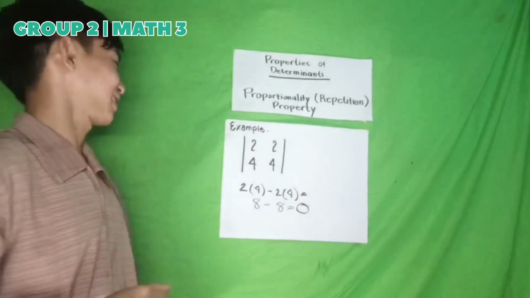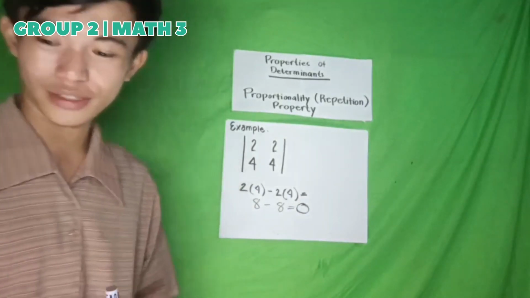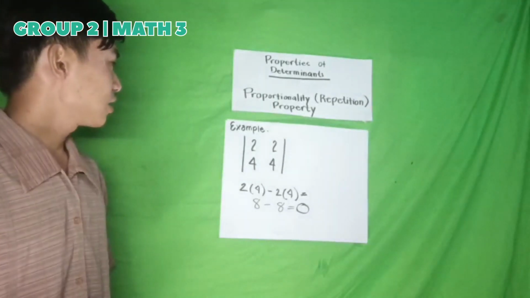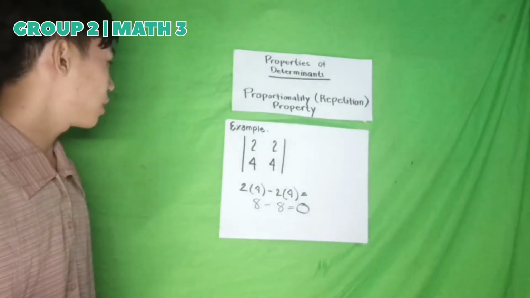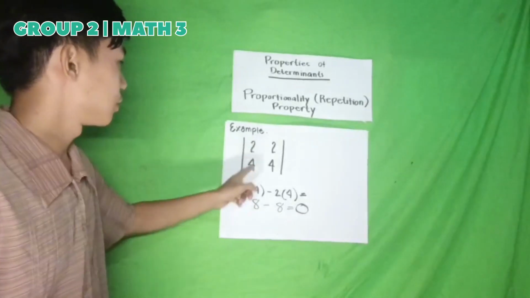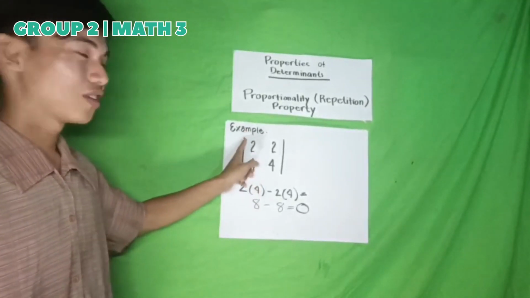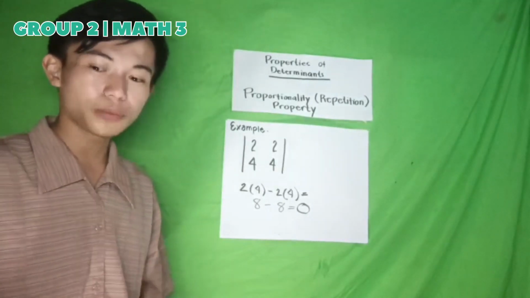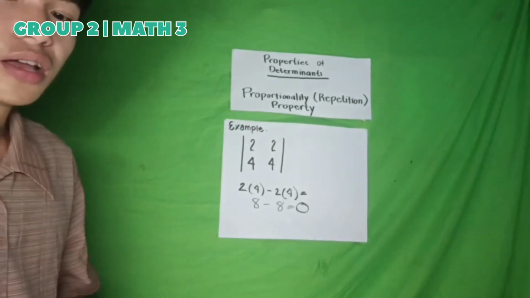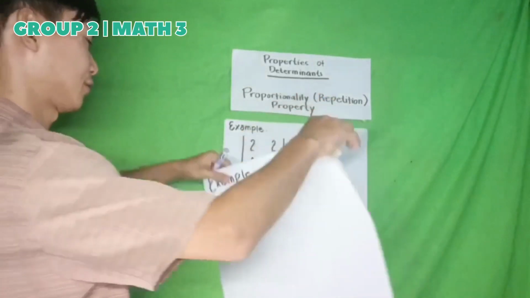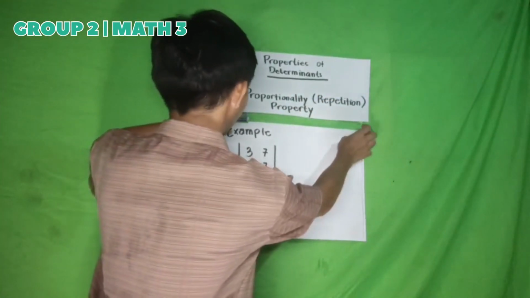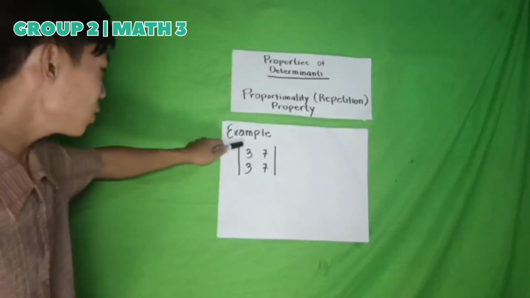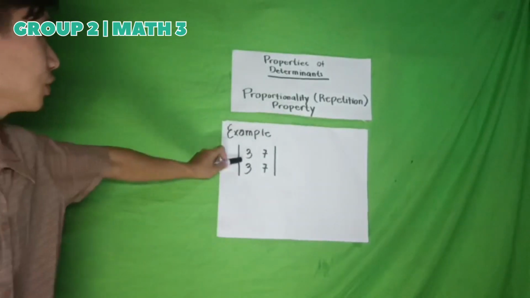Understand? Okay, very good. Then what if the identical ones are on this side, in a column? How would you solve it? So I have here another example. In this example, the columns are the same, so 3 and 7.